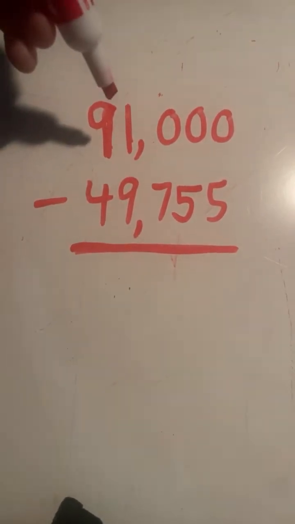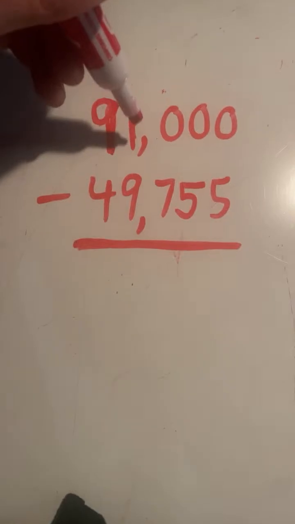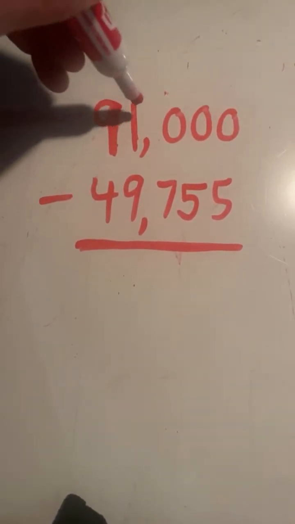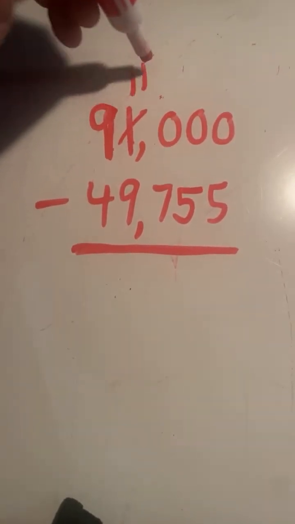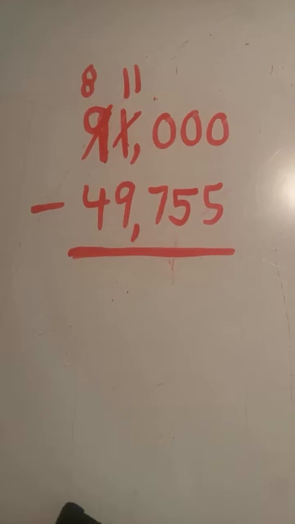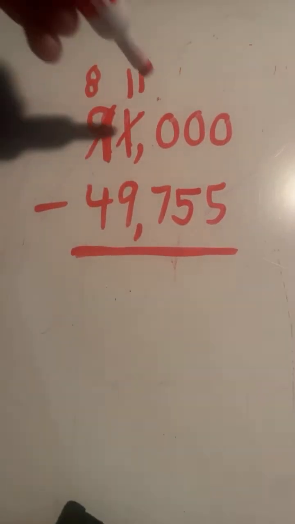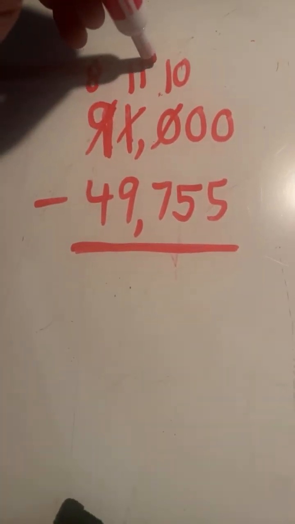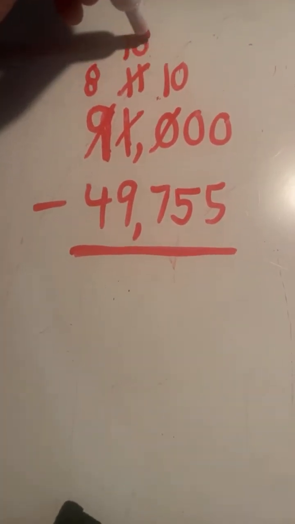So again, I do all my regrouping before I do any subtraction. You cannot start out with 1 and take away 9, so we have to take a 10 from the 10,000s place. That 1 is going to become an 11. That 9 is going to become an 8. Going to the hundreds place now, you can't start out with 0 and take away 7. So the 0, I'm going to make that a 10. Then I have to take away 1 from the column to the left. The 11 is going to become a 10 also.